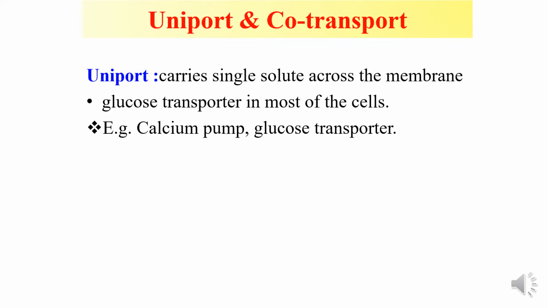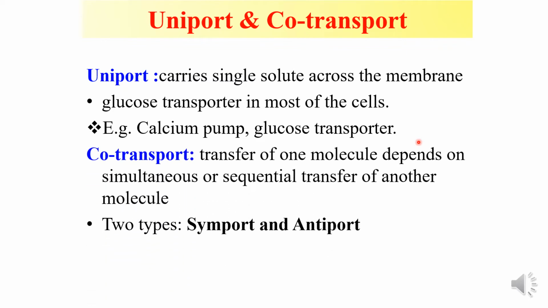Now the mechanism, uniport and co-transport. Uniport carries single solute across the membrane. Example, glucose transporter, which is present in most cells. Other examples are calcium pump and also. Co-transport, where transfer of one molecule depends on simultaneous and sequential transfer of another molecule. These are of two types, symport and antiport.